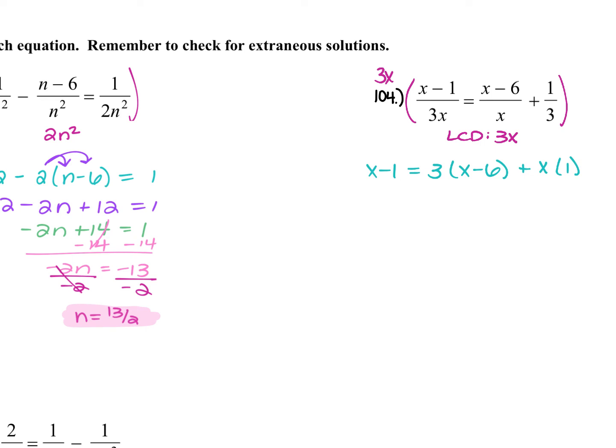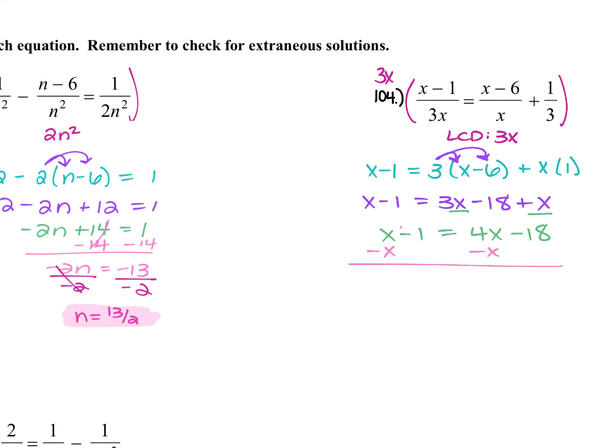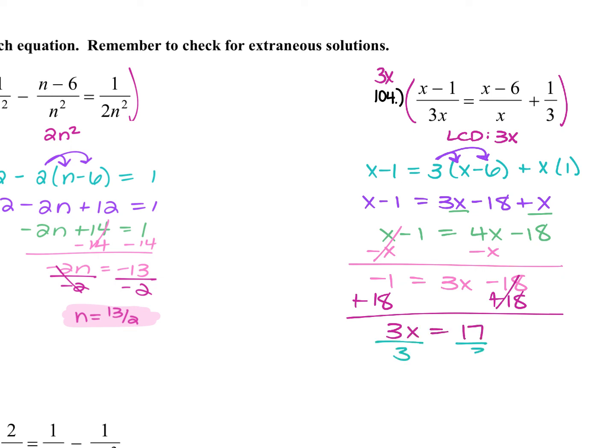From here, distribute the 3. So this is going to give us x minus 1 is equal to 3x minus 18 plus x. Combine your like terms on the right side. You have x minus 1 is equal to 4x minus 18. I'm going to move the 1x over, subtracting it from both sides. That gives us negative 1 is equal to 3x minus 18. We add the 18 over. So we have 3x is equal to 17. Divide each side by the 3. And x is 17 over 3.